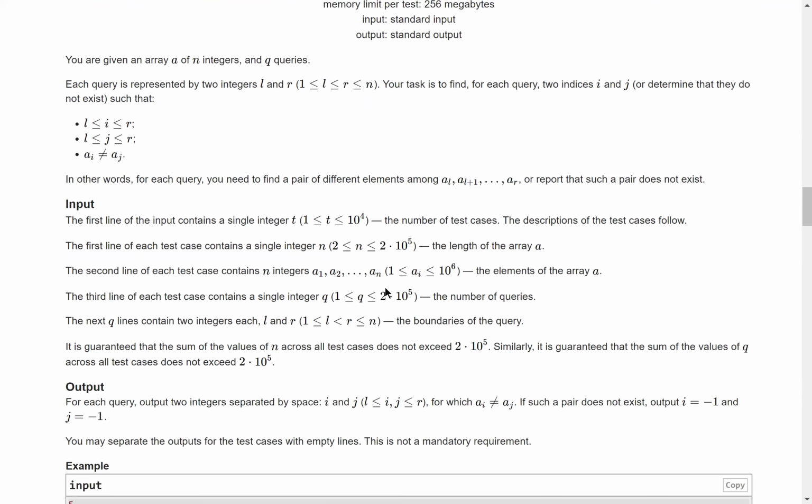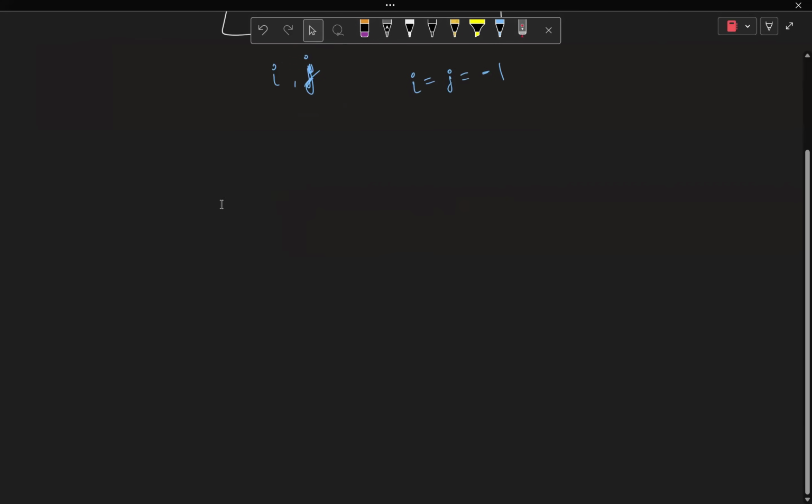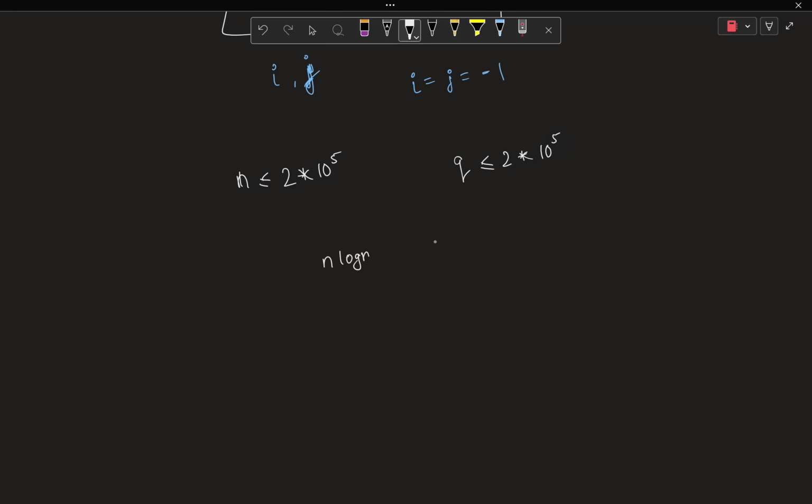For every query, the size of the array is less than or equal to 2 into 10 raised to the power 5. And the number of queries is also less than or equal to 2 into 10 raised to the power 5. So probably we should think about something like big O of n log n, or q log n, something like this.